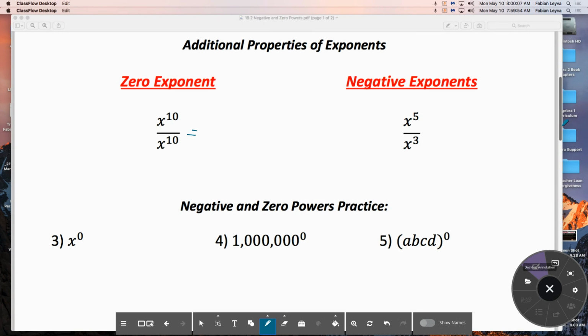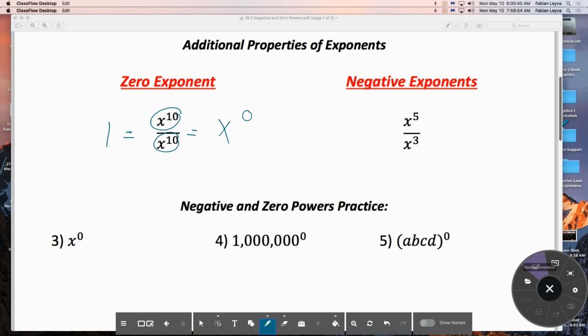Now, if we look at this one, notice we have a base of x getting divided by a base of x. Now, what do we do to the exponents again? Subtract them. So notice that our base stays the same. 10 minus 10 is 0. But wait a minute, what is x raised to the 0? Well, if we look at the other side, what is anything divided by itself? What is 5 divided by 5? 1. So what's x to the 10 divided by x to the 10? 1. So that means that because we have something divided by itself, it equals a 1.